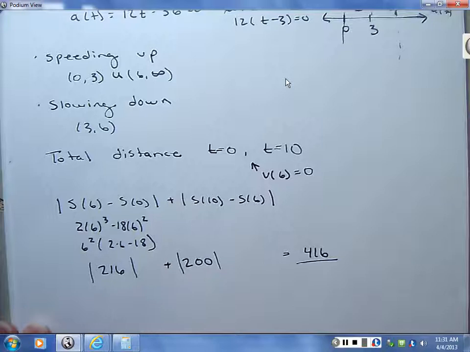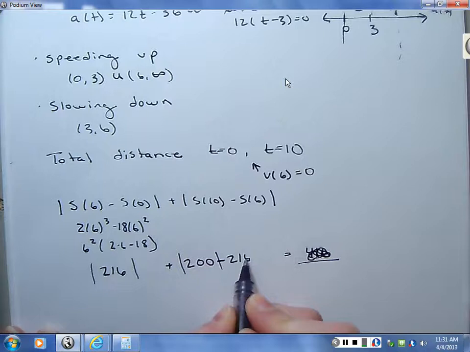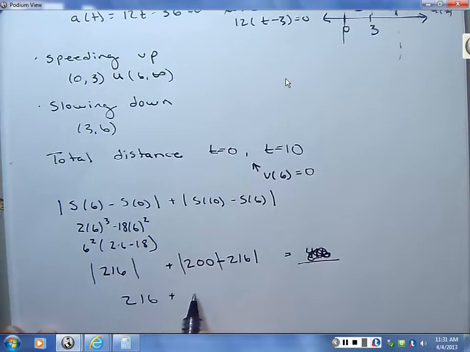Because don't you have to subtract S of 6 from S of 10? Yes. Because S of 10 is 200, right? Yes, it would be. Thank you. S of 10 is 200 minus 216, the absolute value of that. So I have 216 plus 16, which would be 232.